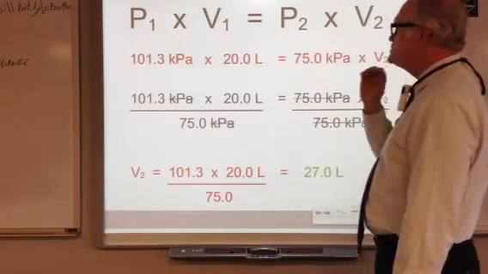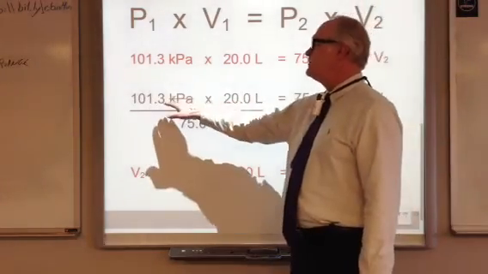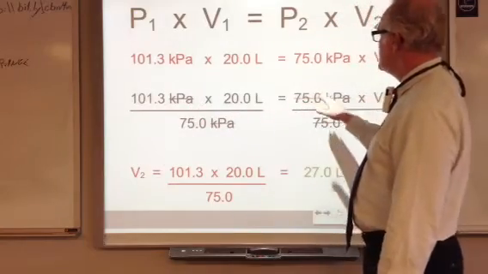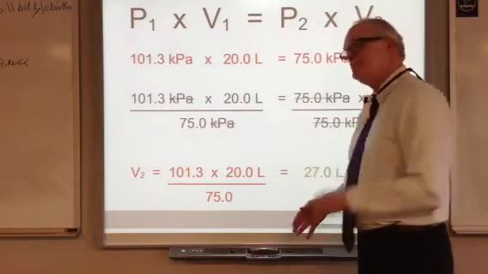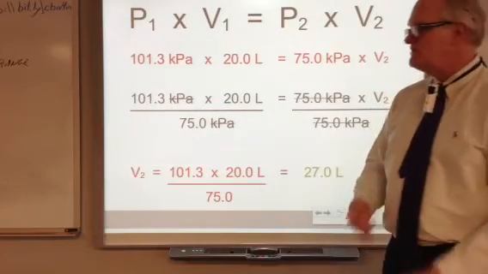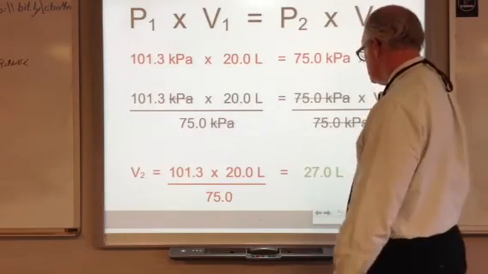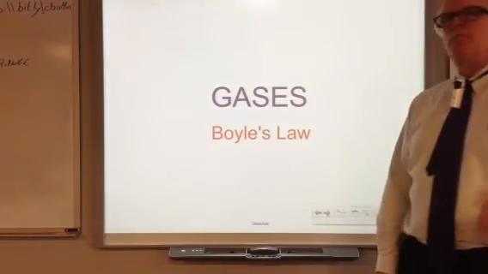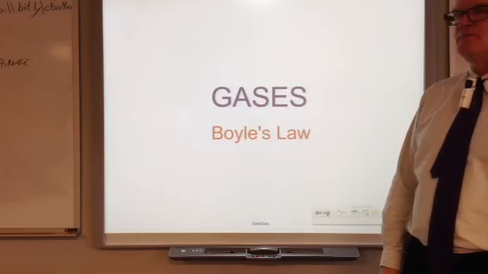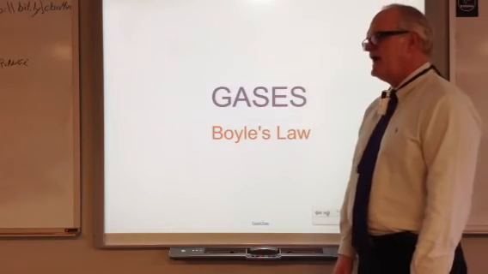What happened? Our pressure went down from 101.3 kilopascals to 75, and our volume went up. That makes sense, because pressure and volume are inversely related. So there you have it. There you have something about Boyle's law, the relationship between the pressure of a gas and its volume.